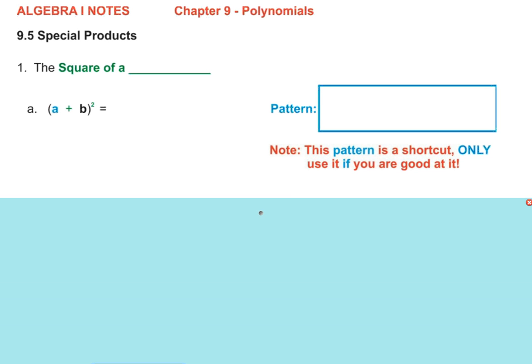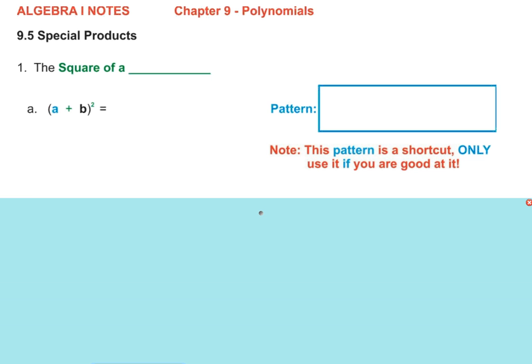Okay, 9.5 special products. Let me give you a little disclaimer right off the bat. These special products that we're going to look at today are all shortcuts. I'm not a big proponent, meaning in favor. I'm not in favor of shortcuts early on in your understanding. I'm in favor of them later on down the road after you know what's going on.